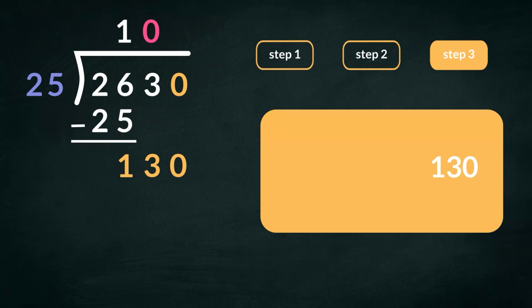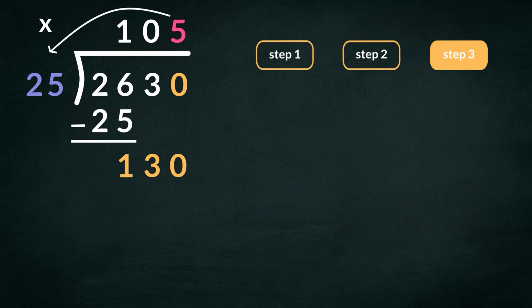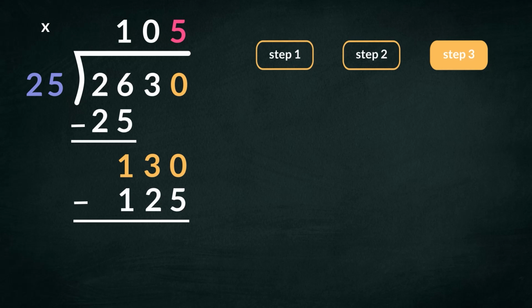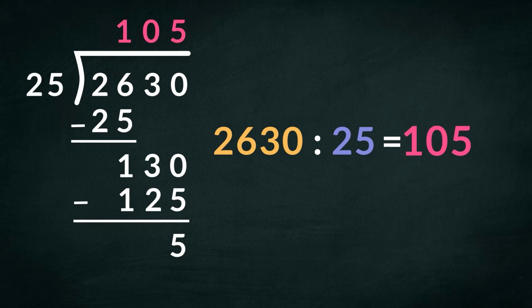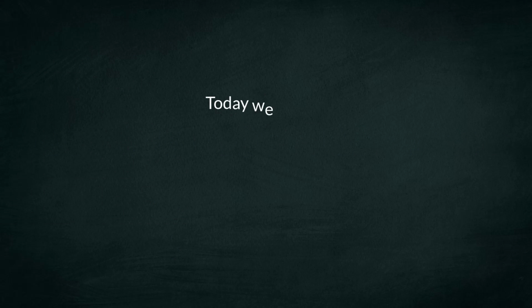To almost reach 130, we need about 5 25s. 5 times 25 equals 125, and 130 minus 125 equals 5. The answer to 2,630 divided by 25 is 105 with a remainder of 5. And that's all for today's lesson.